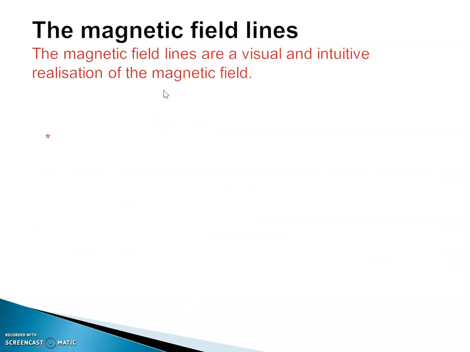Now come to the magnetic field lines. You can define magnetic field lines as a continuous imaginary curve drawn in any magnetic field, or in other words, a visual and intuitive realization of magnetic field. These are some definitions that can be used to define magnetic field lines. The properties are very important, for examination point of view as well as for understanding.